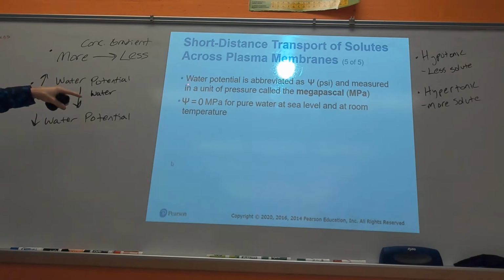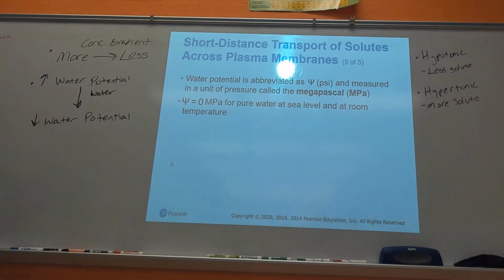How we abbreviate water potential is with this pitchfork-looking symbol that we call psi. I kind of think it's amazing. Let's just draw a pitchfork. And the actual unit of psi is megapascal, so MPa is what we'll call it. If you're at pure water at sea level, we say you are 0 MPa.